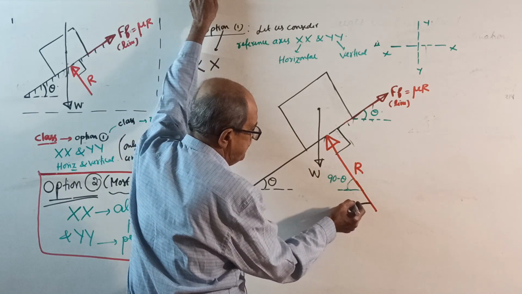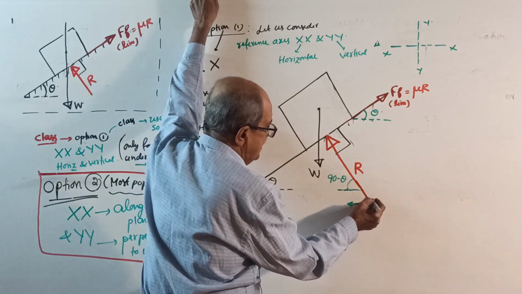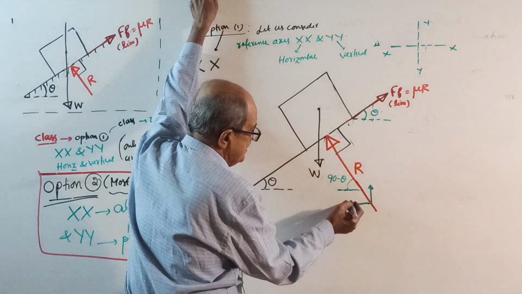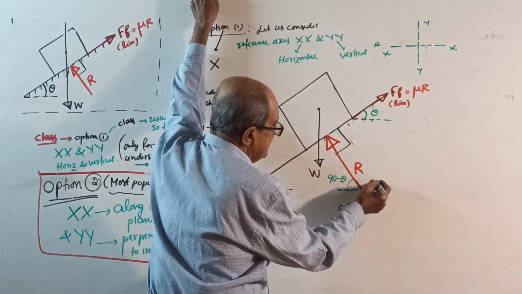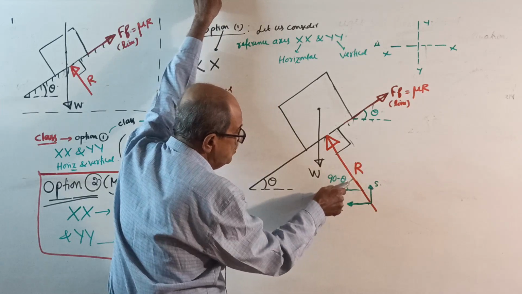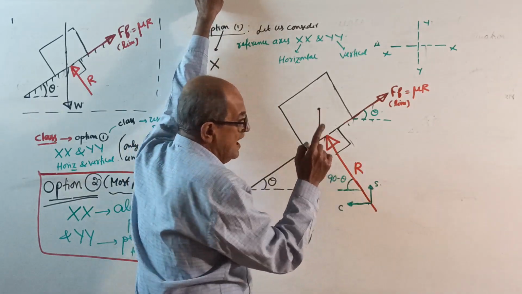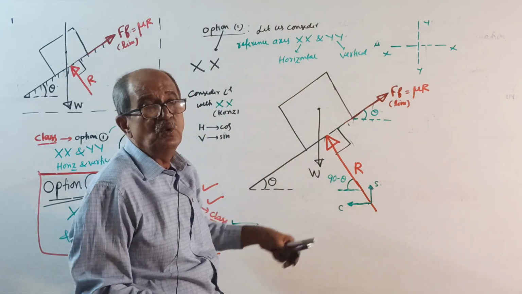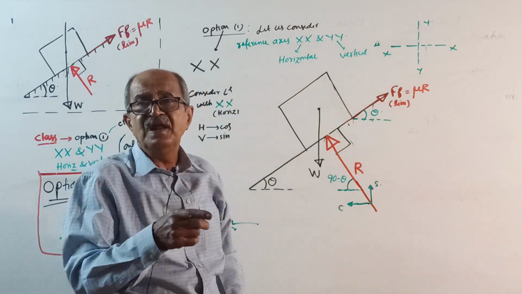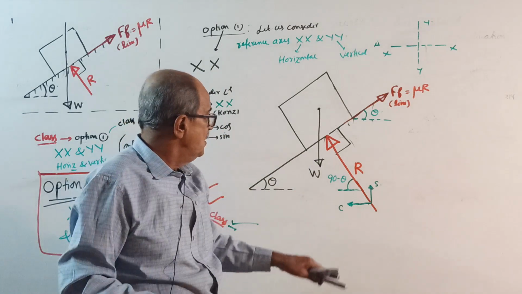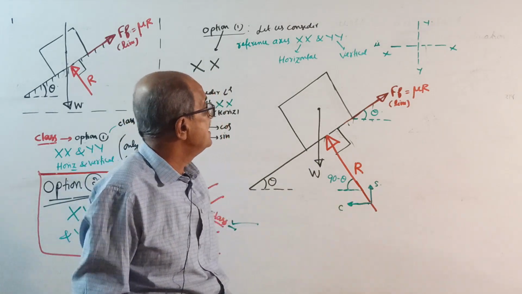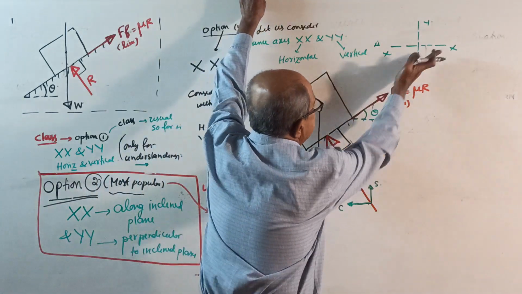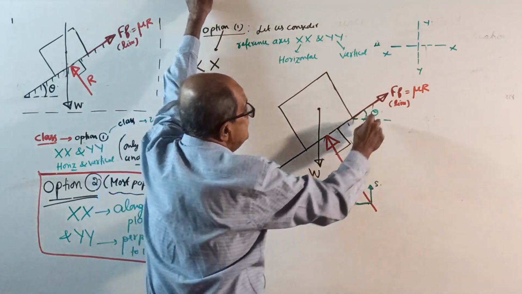Horizontal component is left side and vertical component is upward. Horizontal is cos, vertical is sine with respect to this angle. See, the angle should be with horizontal. I told you, only when you consider the angle with horizontal, horizontal is cos, vertical is sine. Here, FF is this way. If this is theta, this also theta.